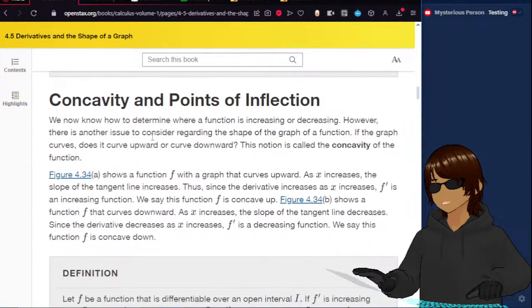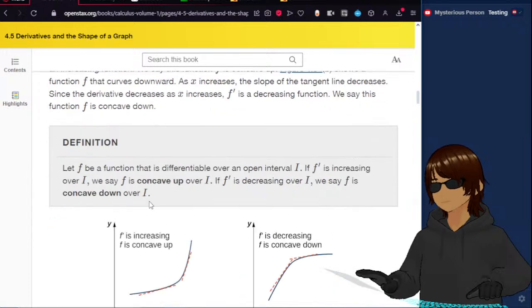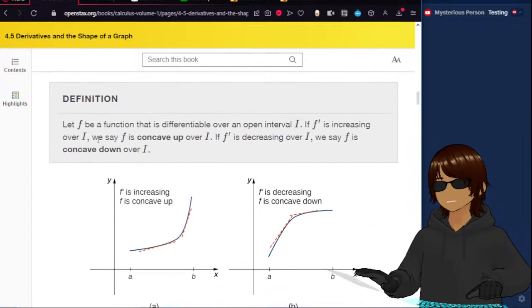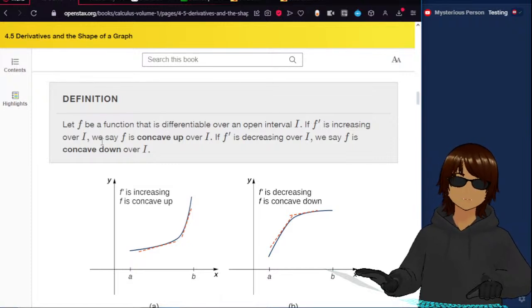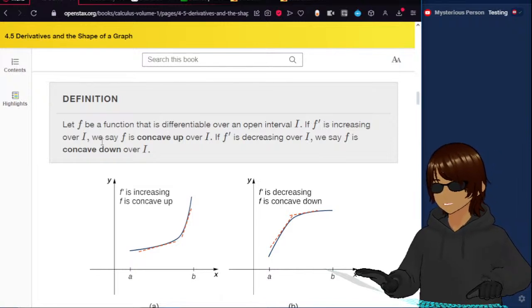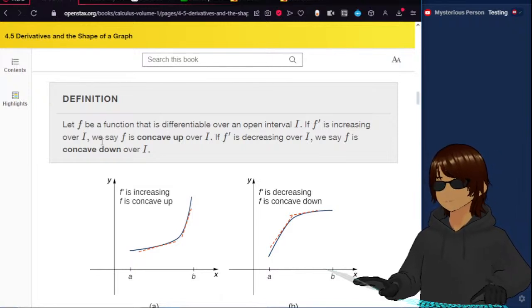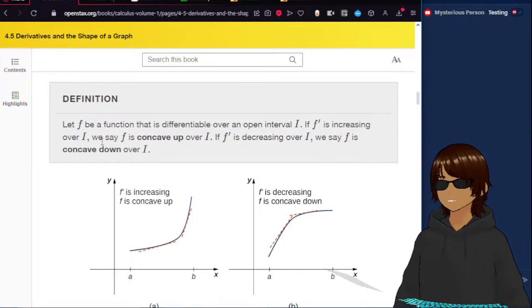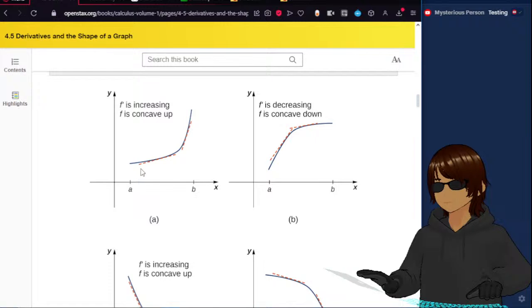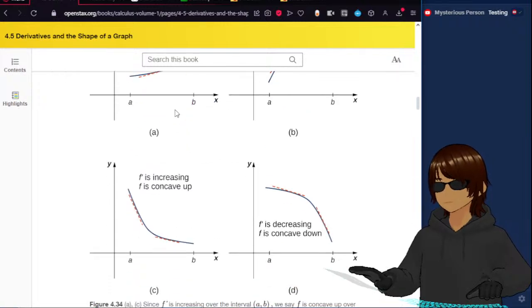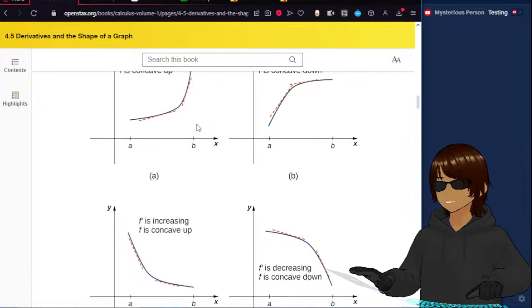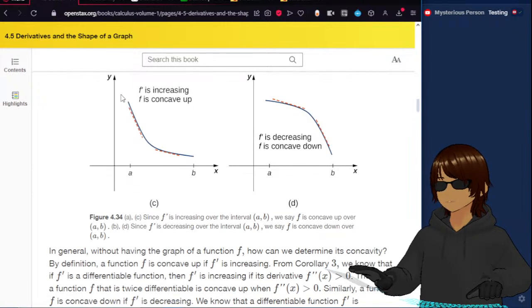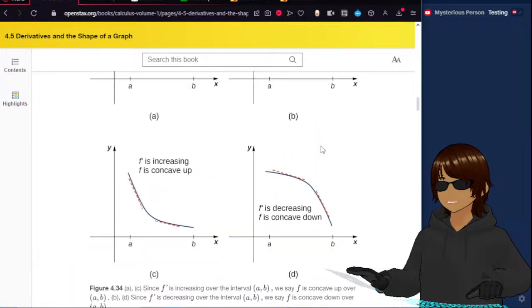Concavity and points of inflection. Let f be a function that is differentiable over an open interval I. If the derivative of f is increasing over I, we say the function is concave up. If the derivative is decreasing over I, we say f is concave down. Concave up, concave down.